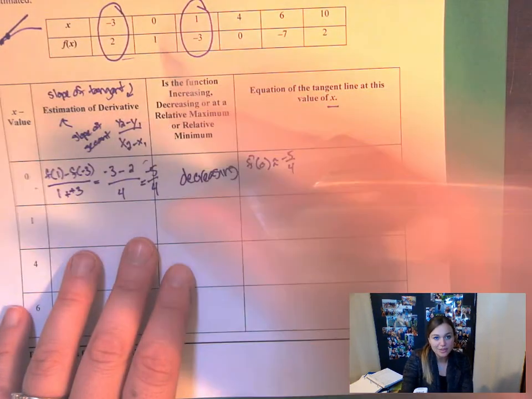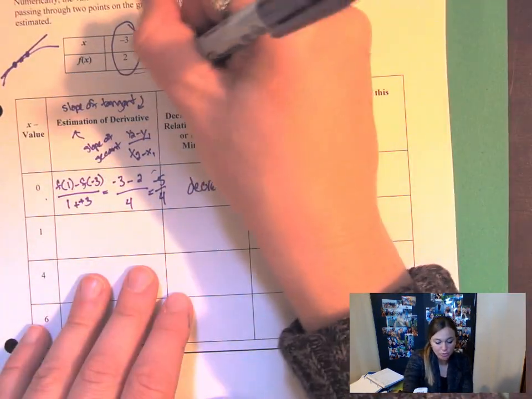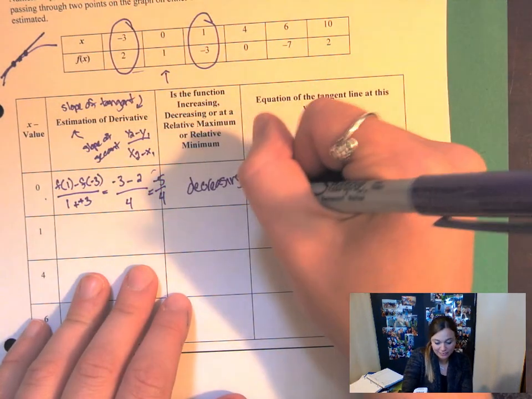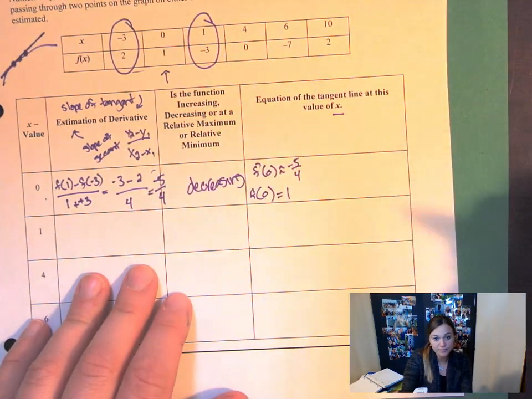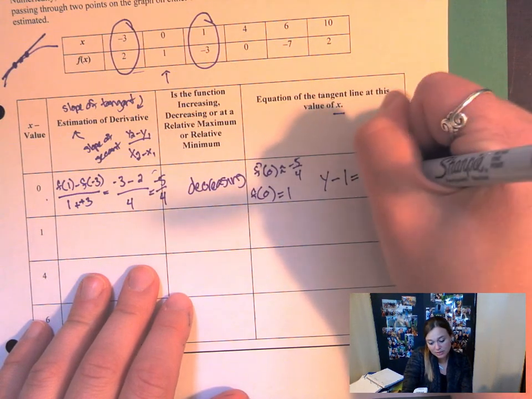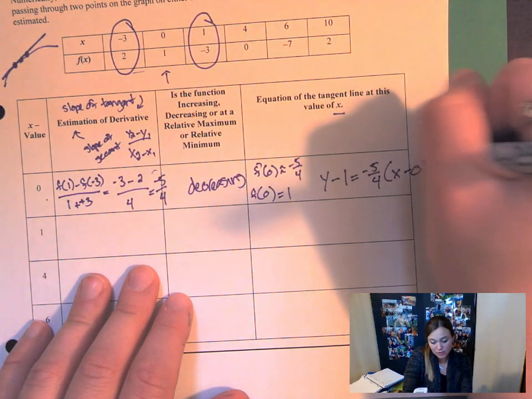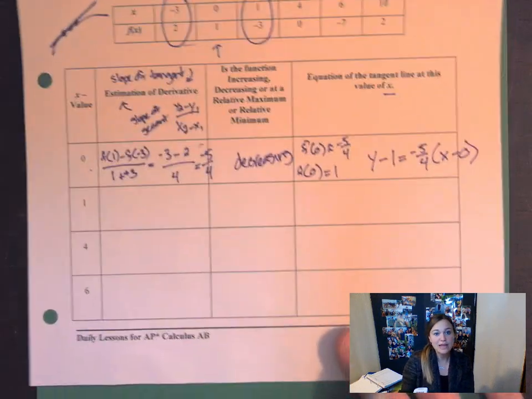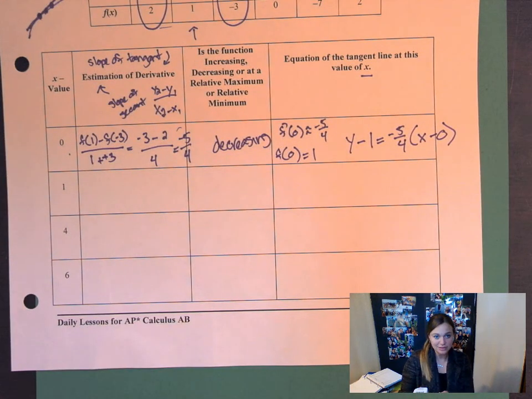Don't choose one of these other points though for your point. You're actually going to go back to that original one. So I would say f of 0 is 1. And then you're going to do y minus y1 is equal to m times x minus x1. So every time you're going back to a slope and a point and finding the equation of that line. I'm going to change colors because I can do that.